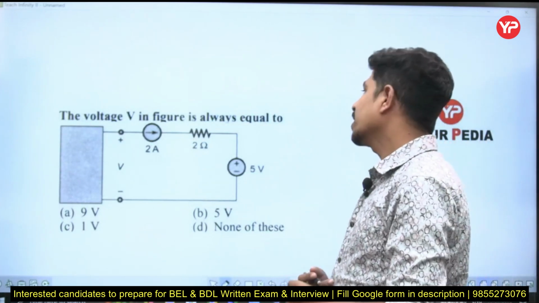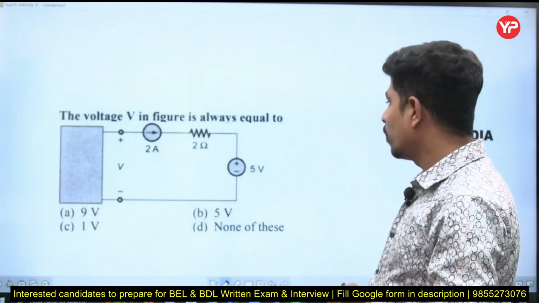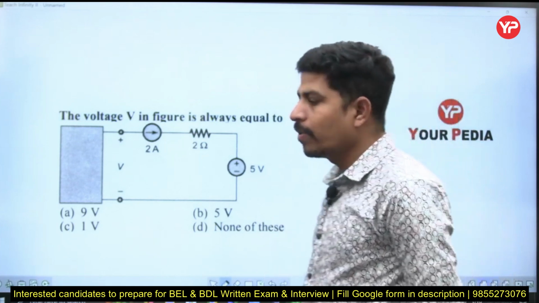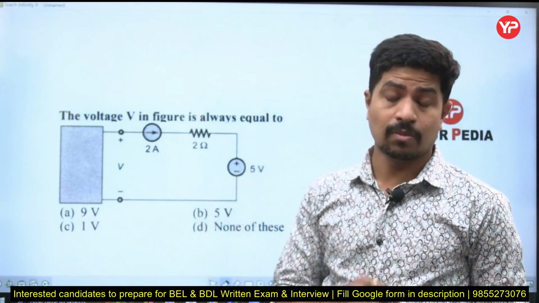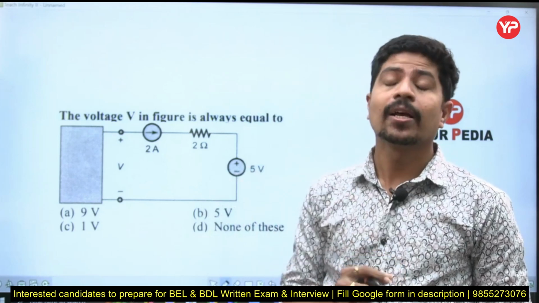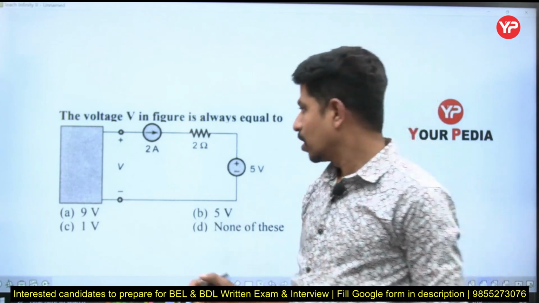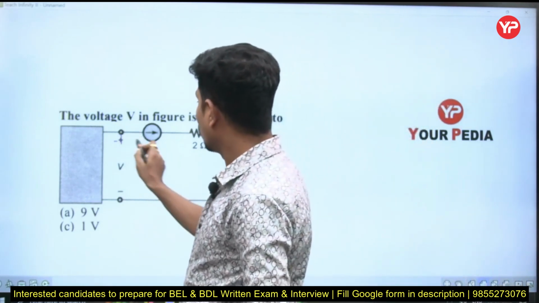The voltage V in figure is always equal to. From here, one very good point we can learn, that is voltage across a current source is unknown. We have to find it if sufficient data is mentioned. Now this voltage I don't know.